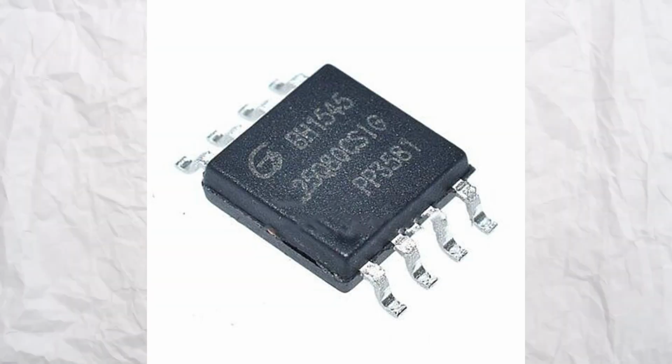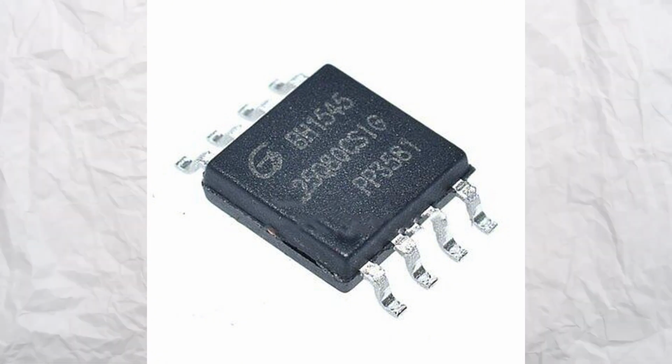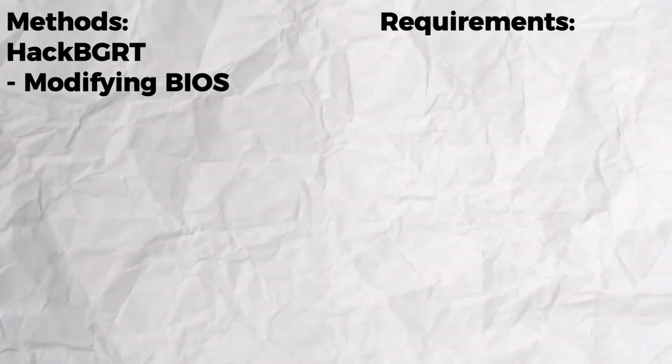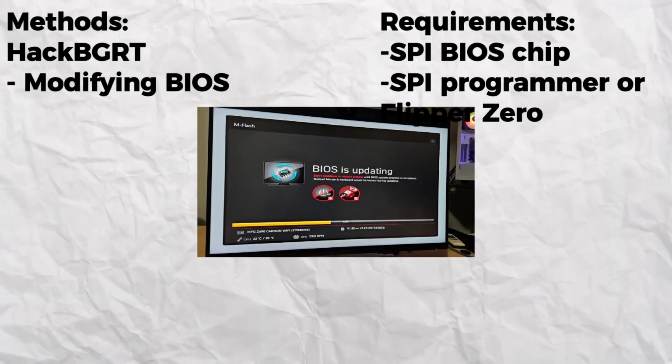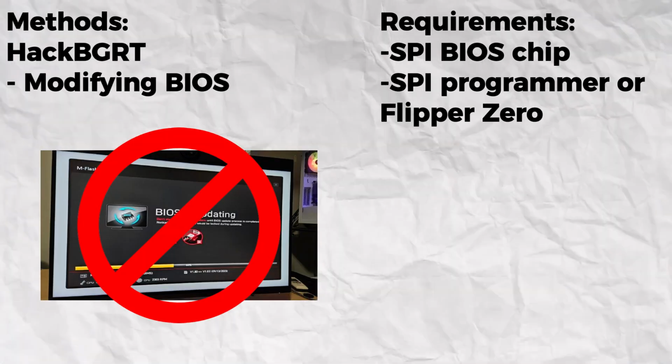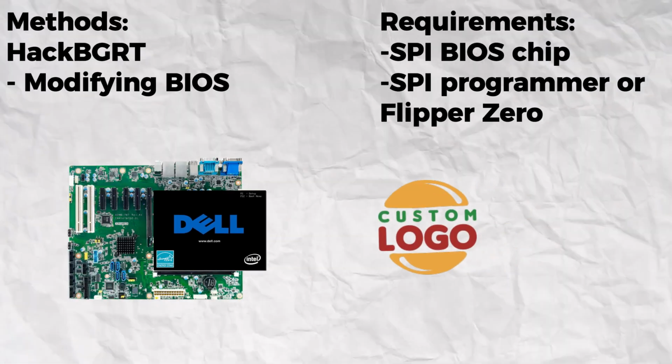The second option is directly modifying the contents of the BIOS SPI chip, which is the hardest, however the most compatible. It will work on any motherboard that uses an SPI chip to store the BIOS, and it does not require the motherboard to have an update BIOS option. It even doesn't require the system to have an operating system installed, like Windows. It will completely replace the boot logo of your motherboard.